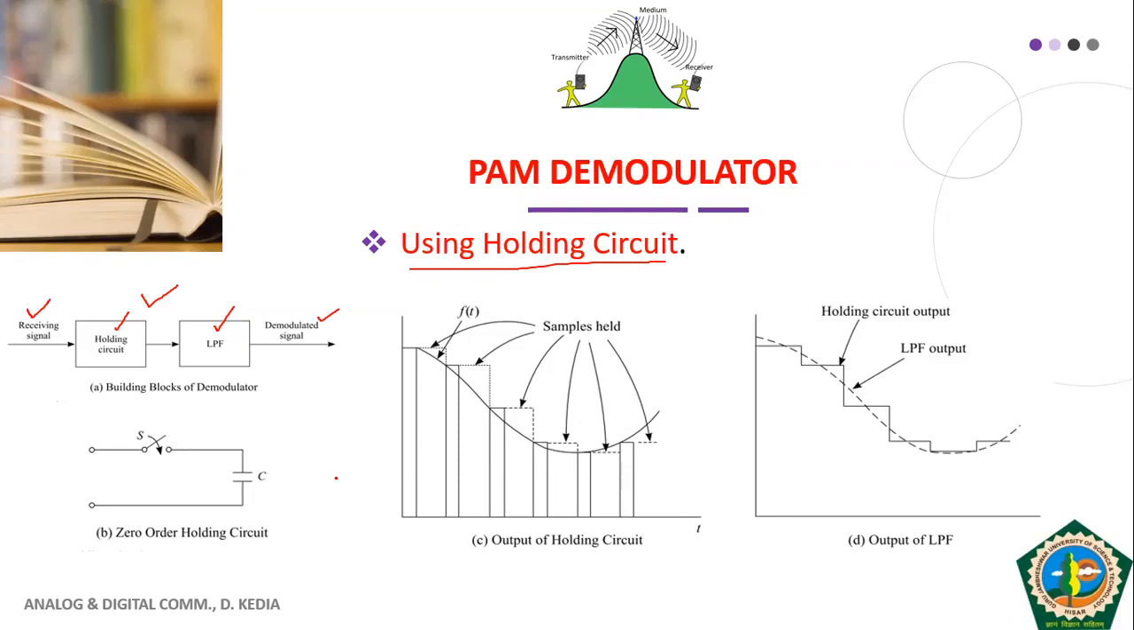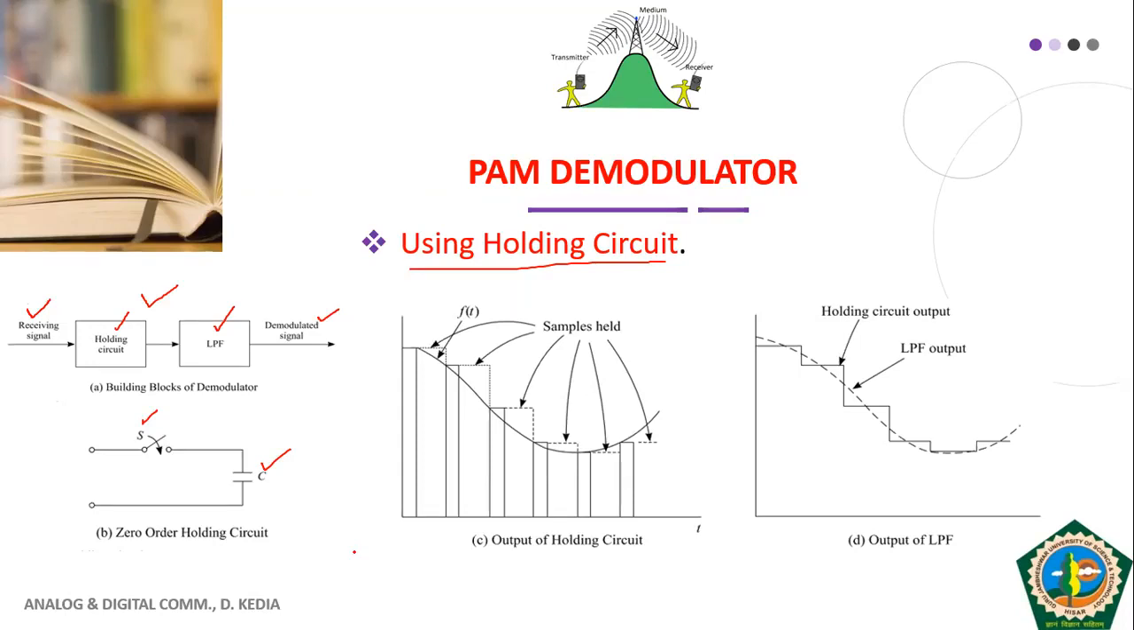So first let us see what a holding circuit is. A holding circuit is nothing but a simple capacitor with a switch. And we know the property of a capacitor: a capacitor tries to hold the voltage signal. It doesn't allow the voltage to change significantly across it. So whatever value to which the capacitor has charged, the capacitor tries to hold that. Okay, so how does it work here?